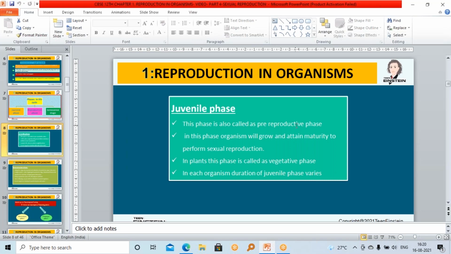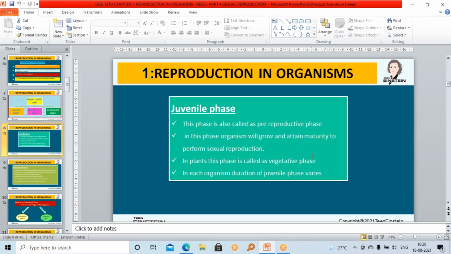And during this stage, what is happening? The organism will grow, and it will attain maturity. That is the juvenile stage. The organism is growing and attaining maturity. And maturity for what? What kind of maturity is it attaining? Maturity to perform sexual reproduction.